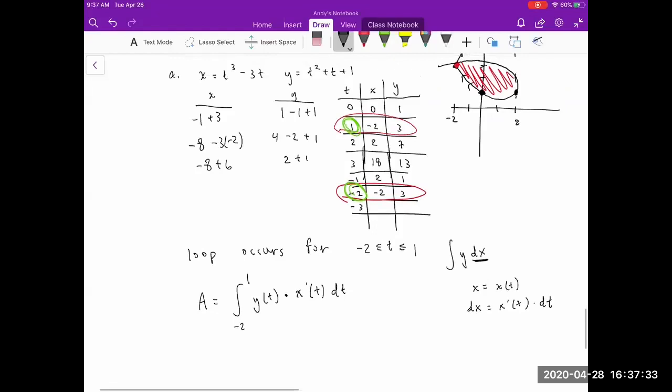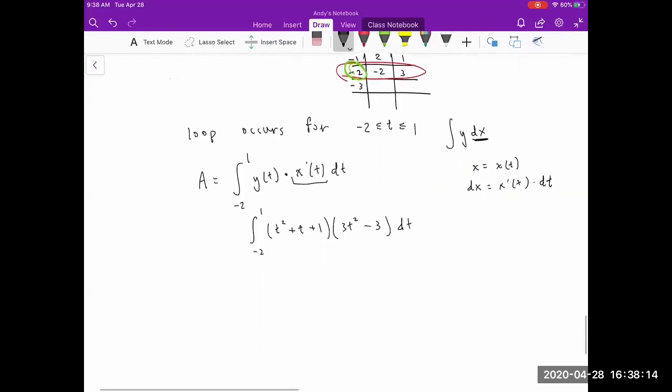So let's see. If we look at it, y stays the same. So this is the integral from -2 to 1 of y, which is t squared plus t minus 1, or plus 1, sorry. And then x prime. What's the derivative of x? The derivative of x's equation is actually not too bad. It's 3t squared minus 3. And then dt. Is that right? Yes. Awesome. So now all we have to do is antiderive this.